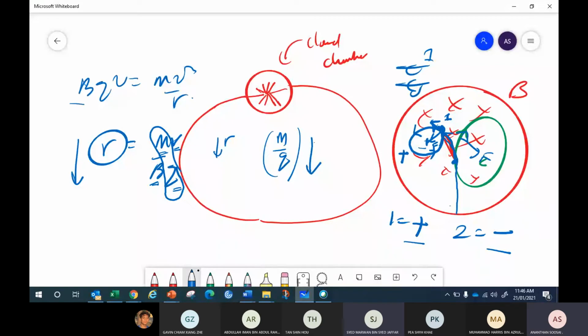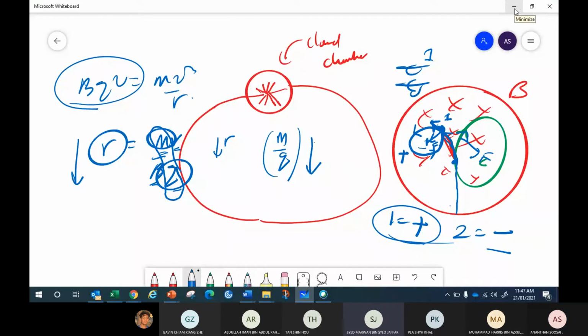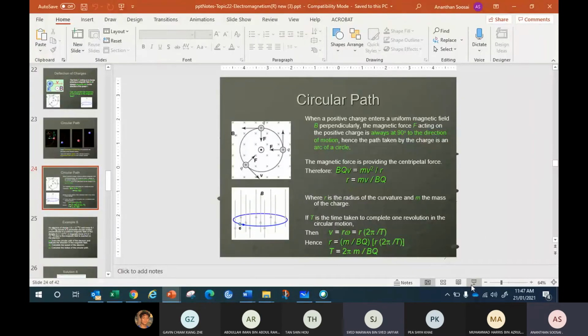So, what is the use of the magnetic field? It's very useful in nuclear physics, where we use it in the cloud chamber. The consequence of using the magnetic field is that we can investigate the mass, the charge, and the type of charge possessed by the particle. Okay, any questions from here?